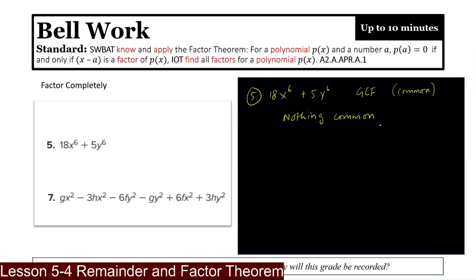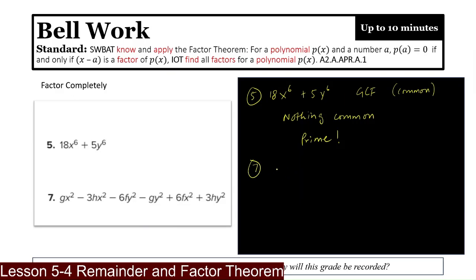And since there is nothing common, we're done. This is a prime. There's nothing we can do. There's nothing to factor out. There's no y over here. There's no x over here. So there's nothing to factor out. And we're done. That's as easy as it was.